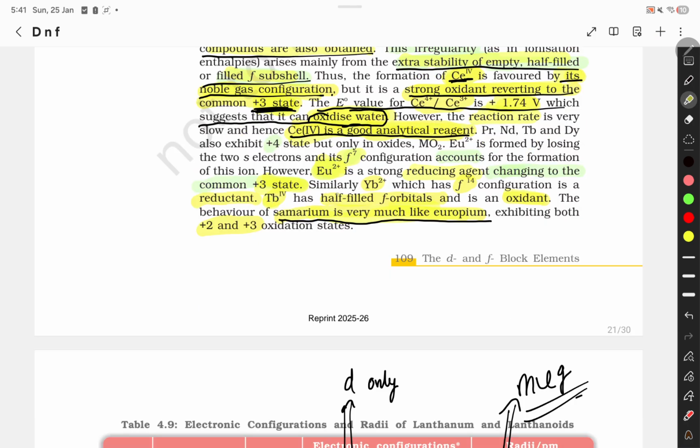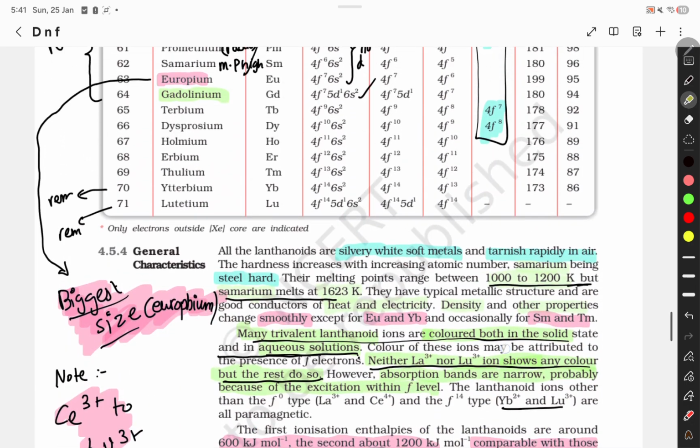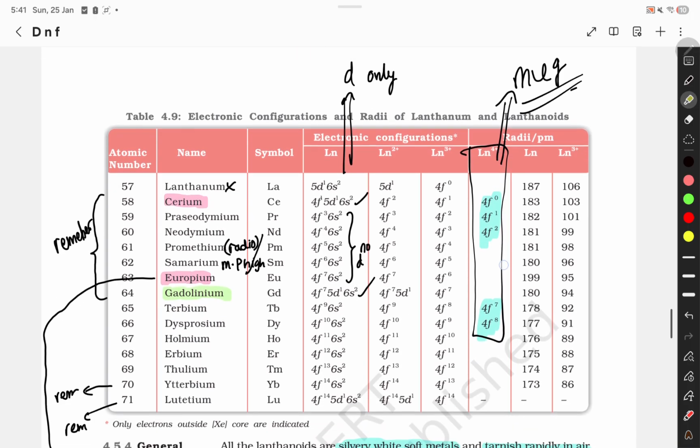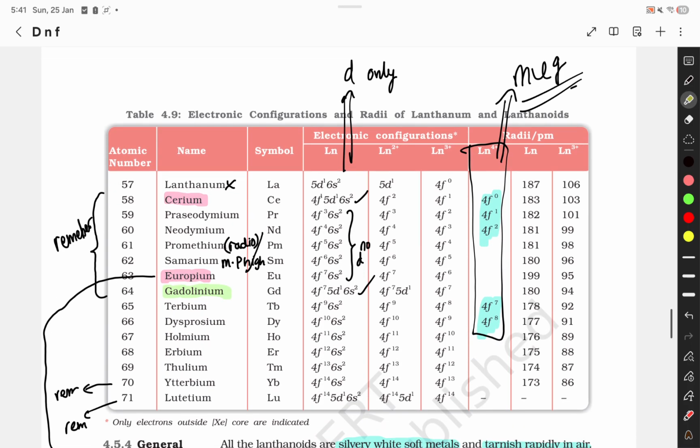Terbium with 4+ has a half-filled f orbital, but it's still an oxidant. In the same way, samarium and europium exhibit both 2+ and 3+ oxidation states. So I'll be telling all the elements once: lanthanum, cerium, praseodymium, neodymium, samarium, europium, gadolinium, terbium, dysprosium, holmium, erbium, thulium, ytterbium, and then lutetium.